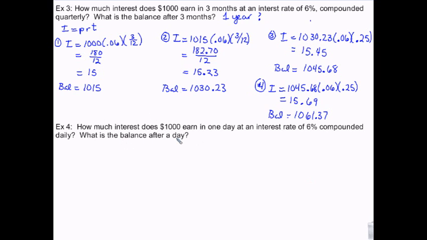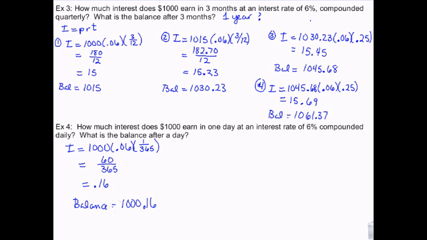We're not going to do the whole year on the daily thing. That would be 365 calculations. That would be silly. But we will do 1 day. So I'm going to do 1,000 times 0.06 and then divide that by 365. So the balance after 1 day would be 1,016 cents.